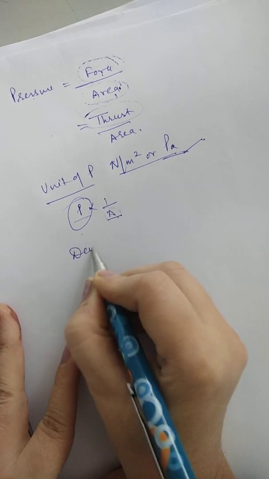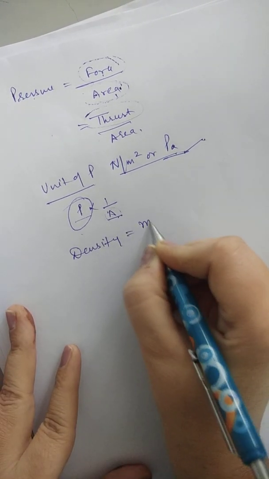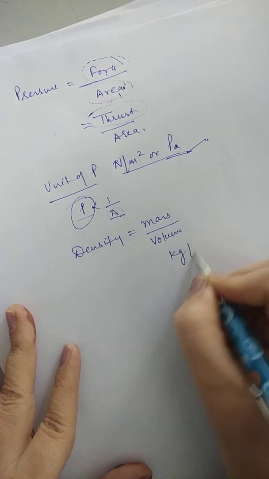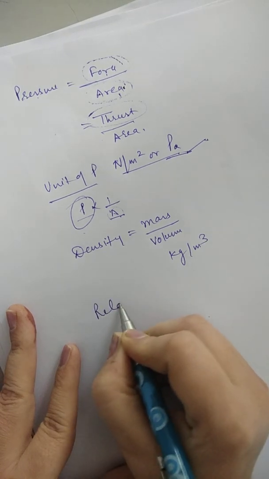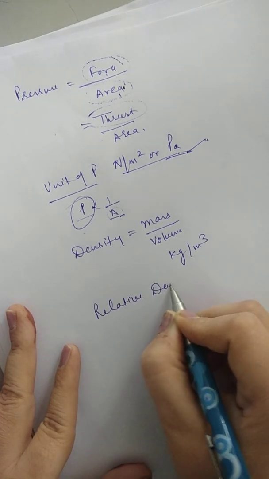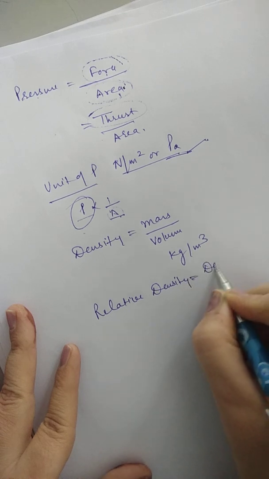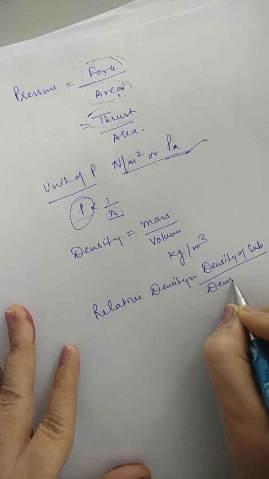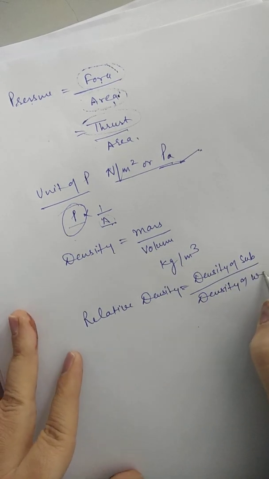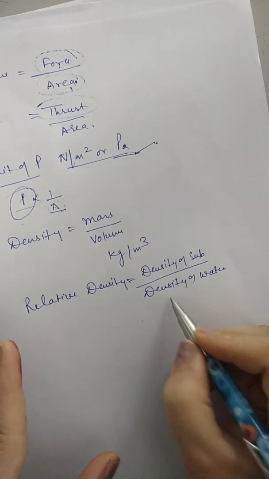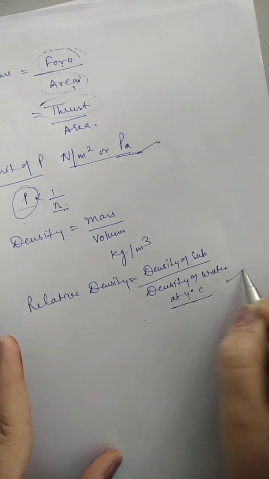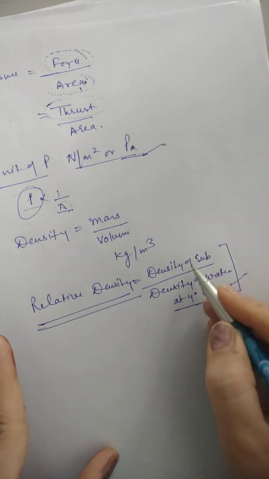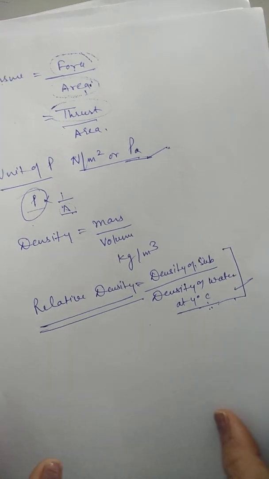Next is density. Density is mass upon volume, mass per unit volume. Its SI unit is kilogram per meter cube. And what do you mean by relative density? It is the density of substance divided by the density of water at 4 डिग्री सेल्सियस. तो आपके पास ये दोनों डेंसिटीज आ गई और इनका रेशो क्या रहेगा? It has no unit. You are comparing the density of substance with the density of water.